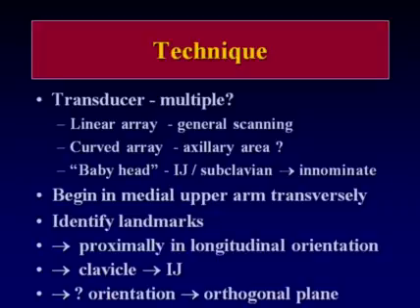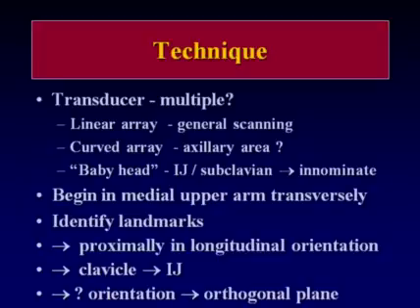Typically, I begin the examination by placing the transducer in a medial fashion, in the medial upper arm, transversely, identify the arterial and venous landmarks, and then proceed proximally in a longitudinal orientation until I'm blocked by the clavicle. Once you get to that region, I then jump up over the clavicle, look for the internal jugular vein, and follow it as proximally as I can.